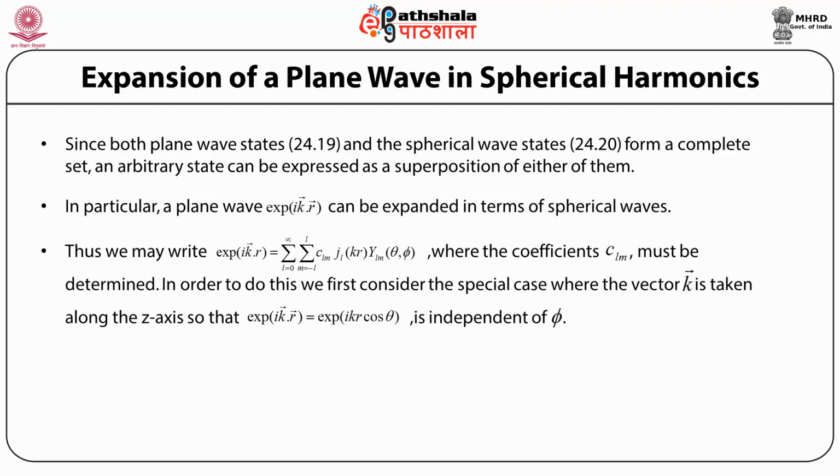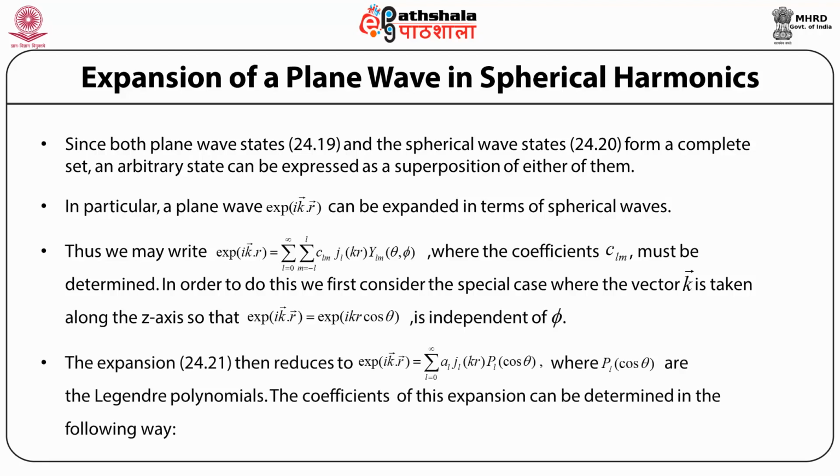Thus we may write exp(i k·r) equals the sum over L equals 0 to infinity and the sum over m from -L to L of C_LM j_L(kr) Y_LM(theta, phi), where the coefficients C_LM must be determined. In order to do this, we first consider the special case where the vector k is taken along the z-axis, so that exp(i k·r) equals exp(i k r cos theta), which is independent of phi.